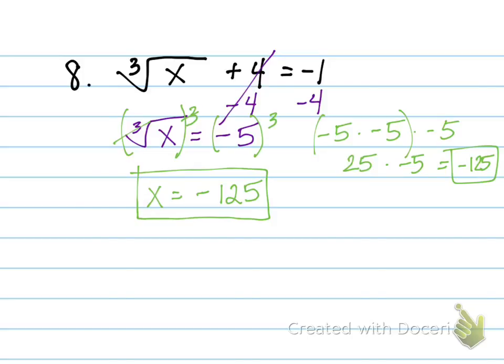And you can check your answer. So the cube root of negative 125 plus 4 equals negative 1. Negative 5 plus 4 equals negative 1. Negative 1 equals negative 1. Check.